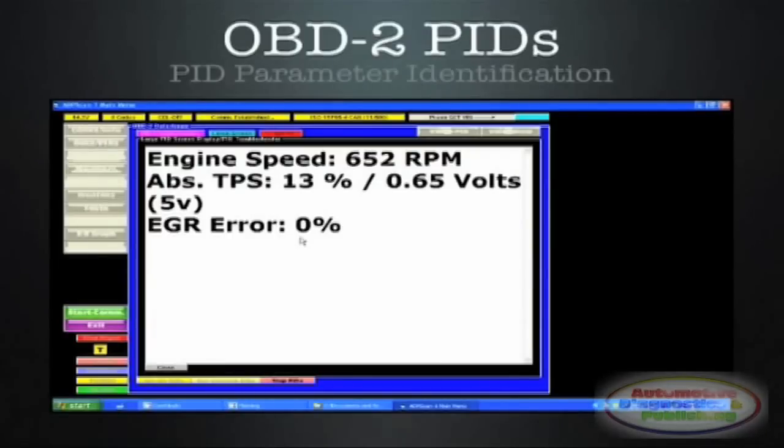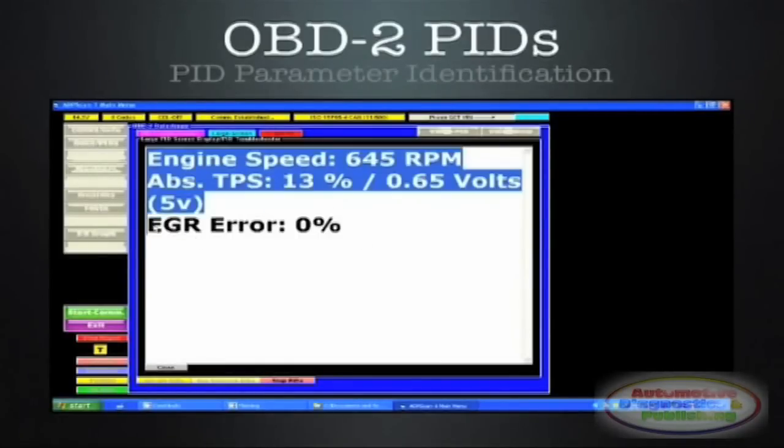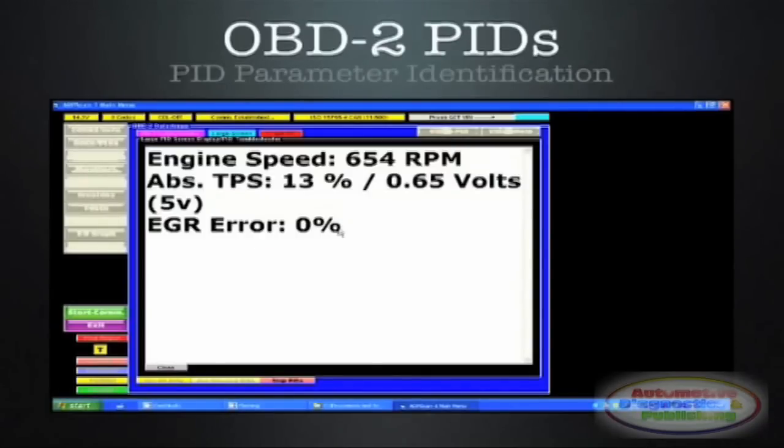Another way to test the EGR system is to use the MAP parameter. Remember that every time the EGR opens, a small vacuum change is detected. This is why many modern systems use what's called a boost sensor, which is a small MAP sensor only for the purpose of testing the EGR system.